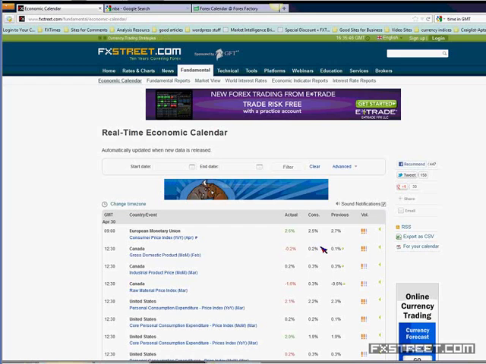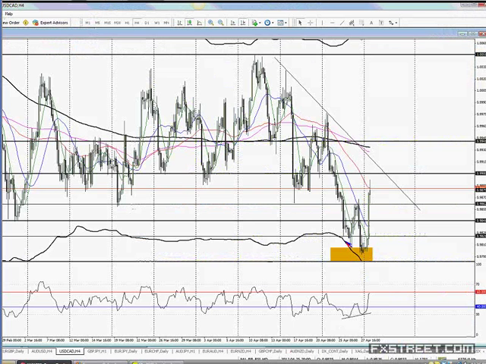It's a significant miss from a positive 0.2 to a negative 0.2. Okay, this is monthly data for February, so it's maybe a little outdated, but nonetheless it held the Canadian dollar off. Okay, it's been recently very strong, right? Let's go to the 4-hour chart.